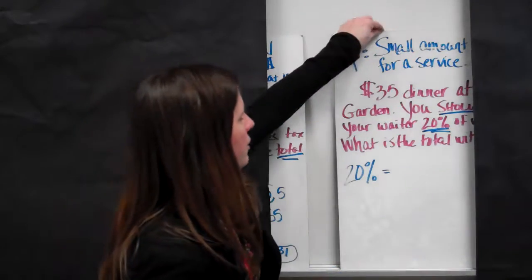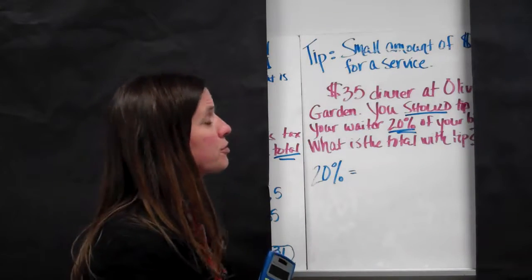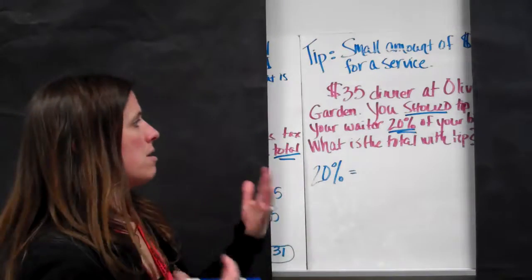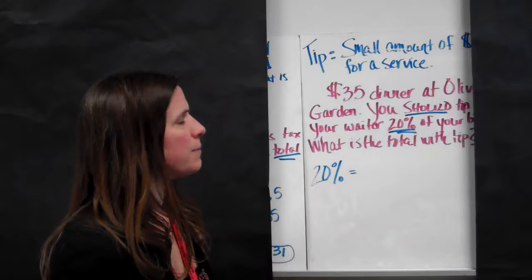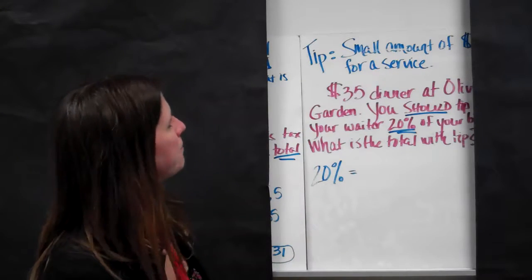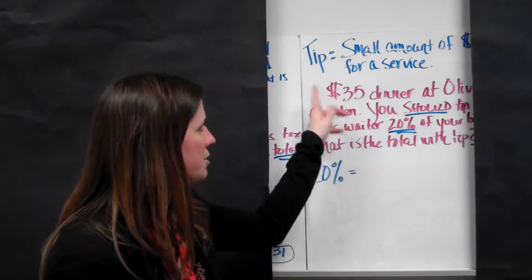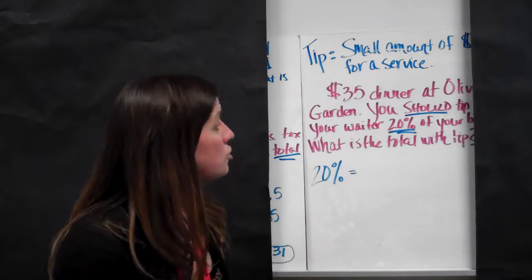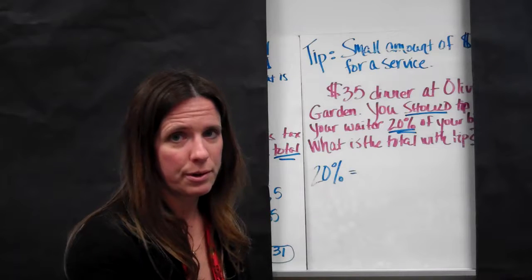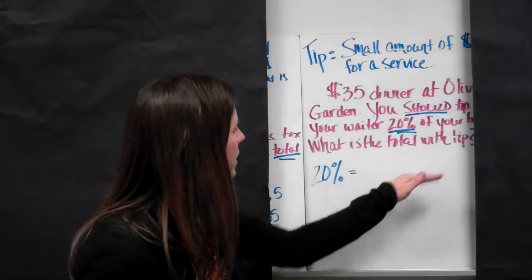We also have tip. Tip is a small amount of money that you add on for a service. Basically, tip takes place at restaurants or other places, maybe like at hotels, you would tip people for carrying your luggage up to your room, that sort of thing, okay? So it's a small amount of money for a service. So let's say you went to dinner at the Olive Garden and it was $35. You should tip your waiter 20% of your bill. That's a lesson there for you right there, okay? 20% is what you should tip your waiter or waitress. What is the total with tip?